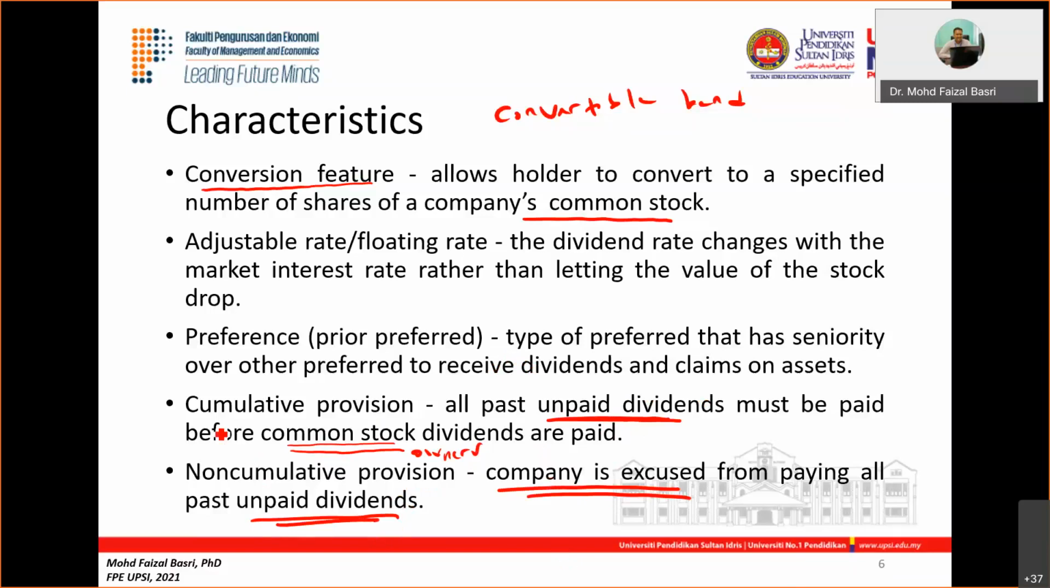So as an investor, you need to check whether the preferred stock that you pay for is cumulative or non-cumulative. It depends on the company's issuance. So that's the difference between cumulative versus non-cumulative.